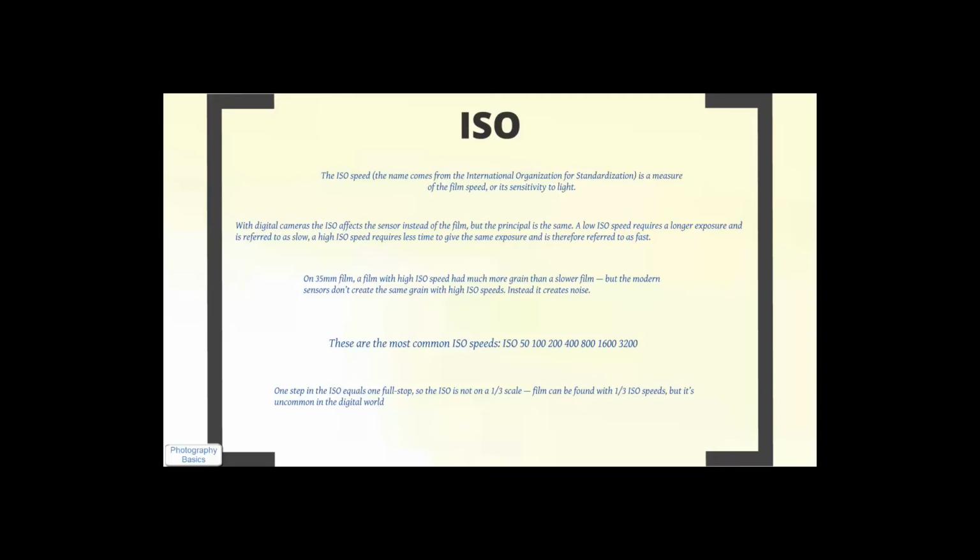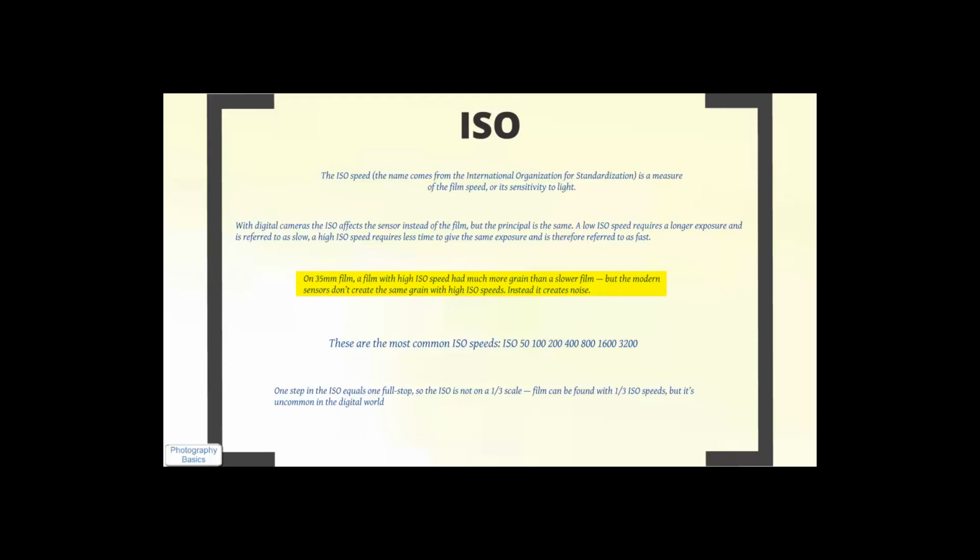One step in the ISO equals one full stop. So the ISO is not on the 1/3 scale. Film can be found with 1/3 ISO speed, but it is uncommon in the digital world. These are the most common ISO speeds: ISO 50, ISO 100, ISO 200, ISO 400, ISO 800, ISO 1600, ISO 3200.